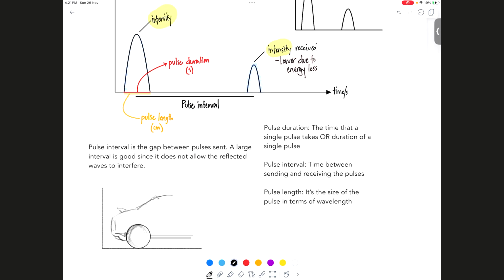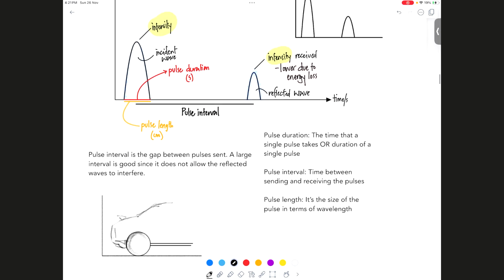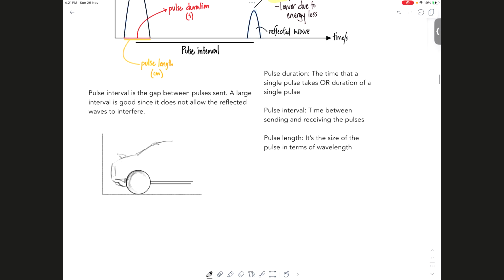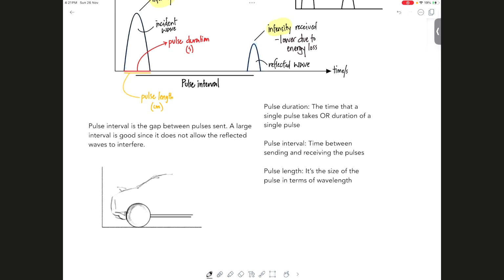The blue part of the waves, so the wave and then this is the right term, is incident wave, and this is the reflected wave. Are you guys done?